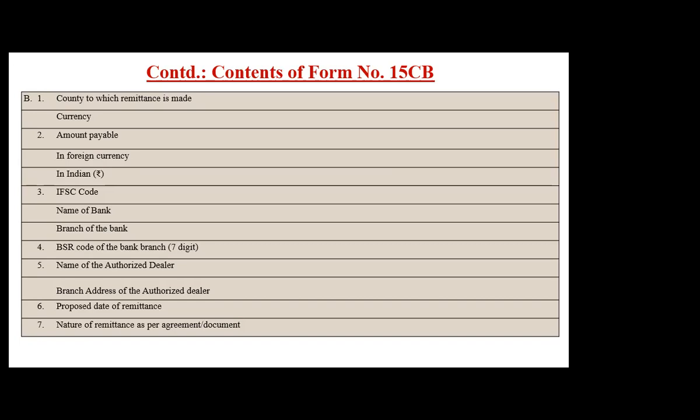Amount on which TDS is deducted. If the TDS is directly deducted, जिस पे TDS काट रहे हो वो यहाँ डालो। ठीक है. So next is the bank account. That account is for the beneficiary, of the payer. So IFSC code, name of the bank, branch, BSR code, whatever, and the name of the authorized dealer. Now the proposed date of remittance.